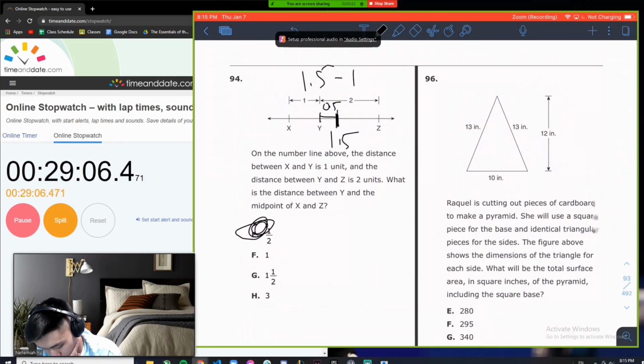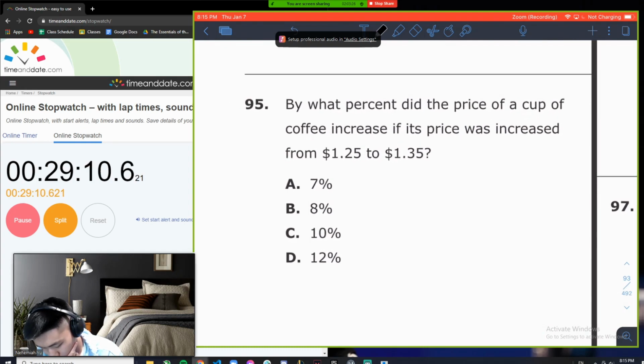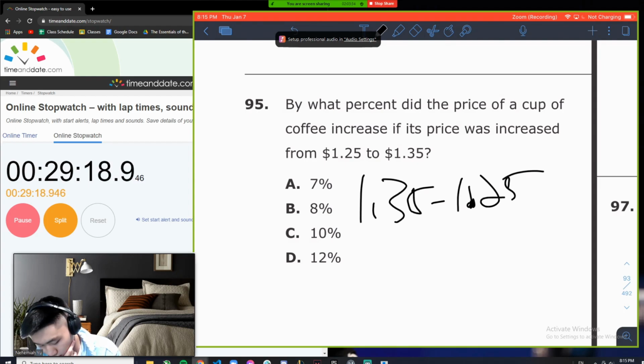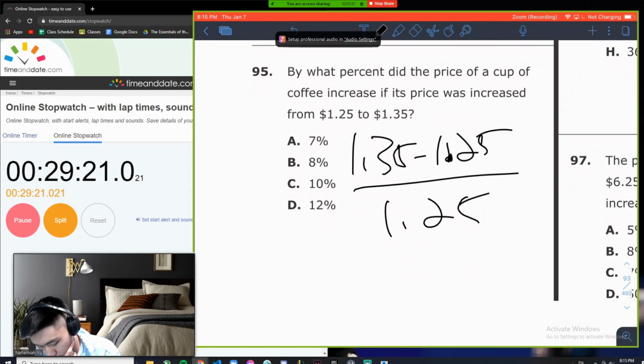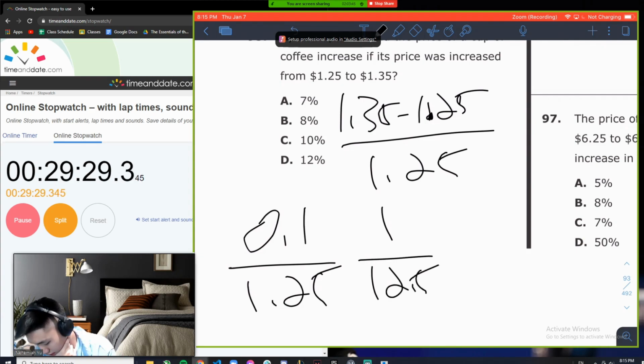Okay, 65, 95. So it's change in price over original, right? So it's 0.1 over 1.25, 1 over 12.5, and if you just put that in the calculator, that's 8%.